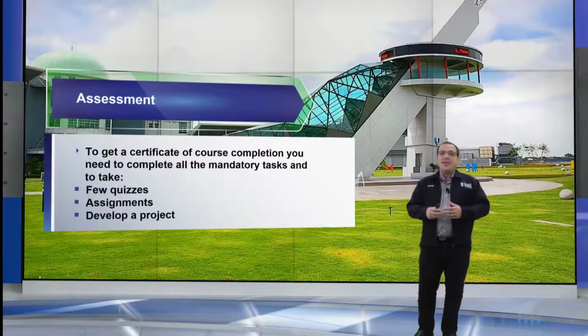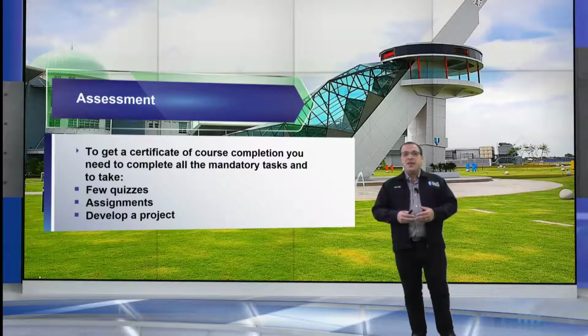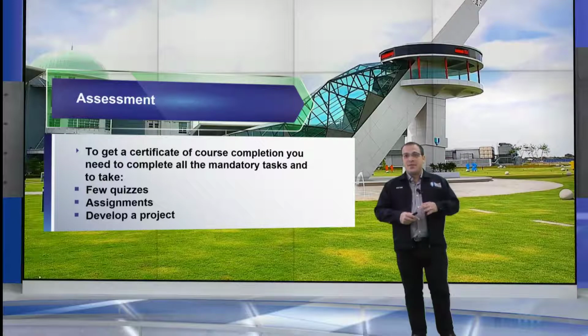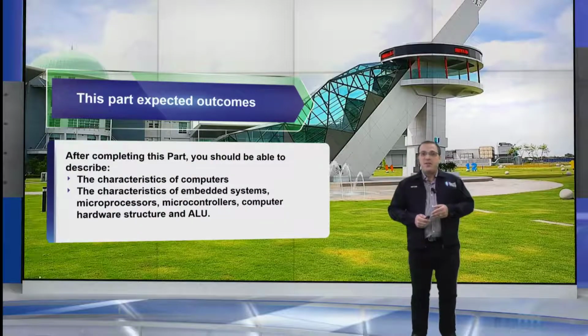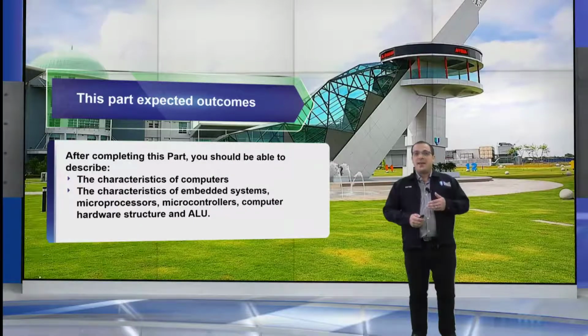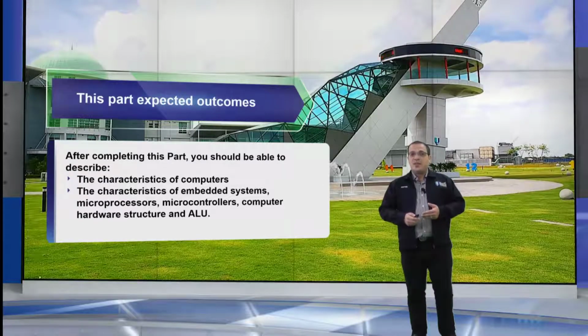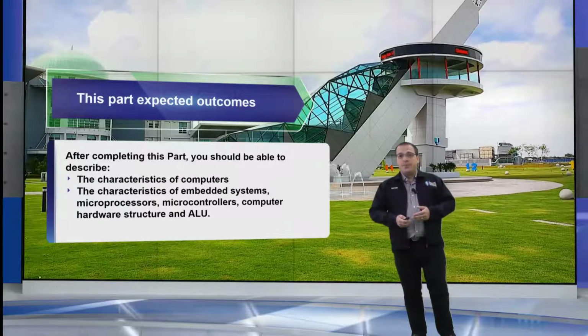To get the certificate of course completion, you need to complete all the mandatory tasks in this course. There are some mandatory tasks and there are some free tasks. It's up to you to take them or not. You need to take a few quizzes and assignments, and at the end, we need to make sure that you make a complete project to understand how to use the microcontroller. By completing this part, you are supposed to understand the characteristics of the computer, the characteristics of embedded systems, microprocessor, microcontroller, computer hardware, structure, and the ALU.